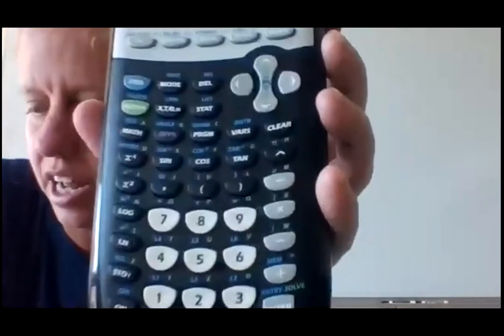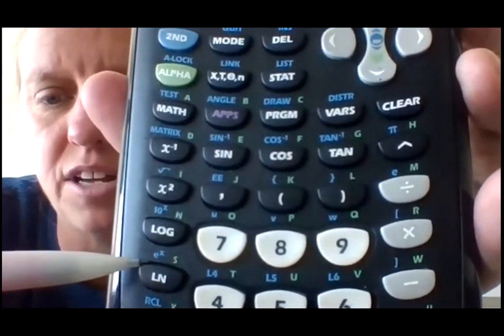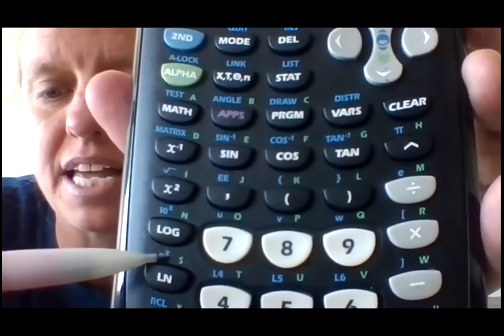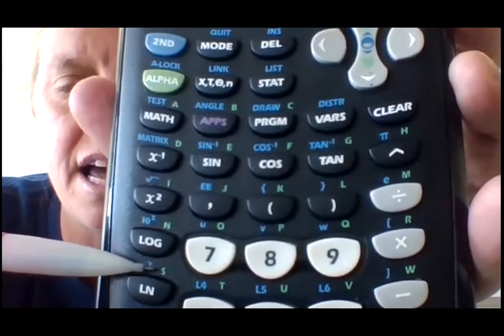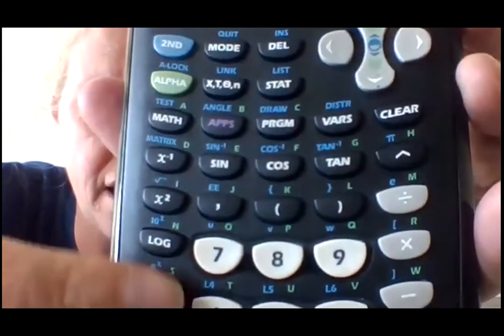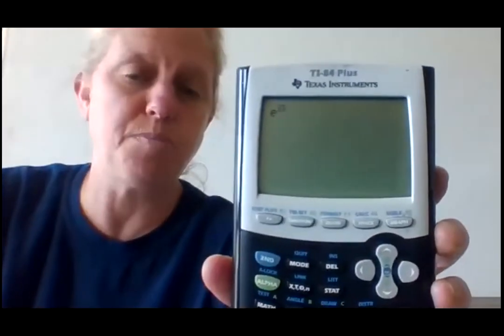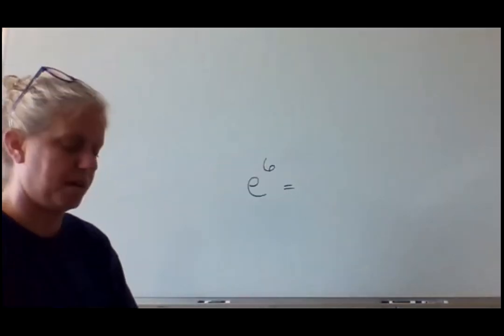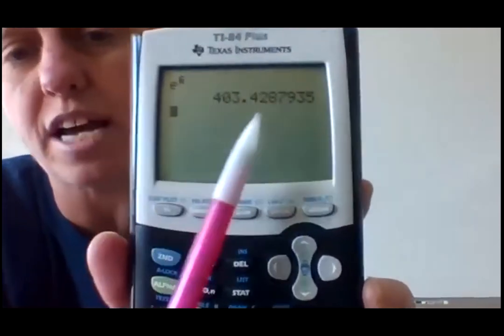If you're looking at your calculator, right above this LN button, you'll see that little E, and then it's got a little exponent because the E always is raised to a certain exponent. In this case, on this problem, it's to the 6th. Since it's blue, you'll hit the second button, then this LN button. That'll give you the E, and it automatically puts you up in the exponent. So all you have to do now is type in that 6 to the exponent, hit enter, and that's your answer. And it wants you to round it to 4 decimal places.